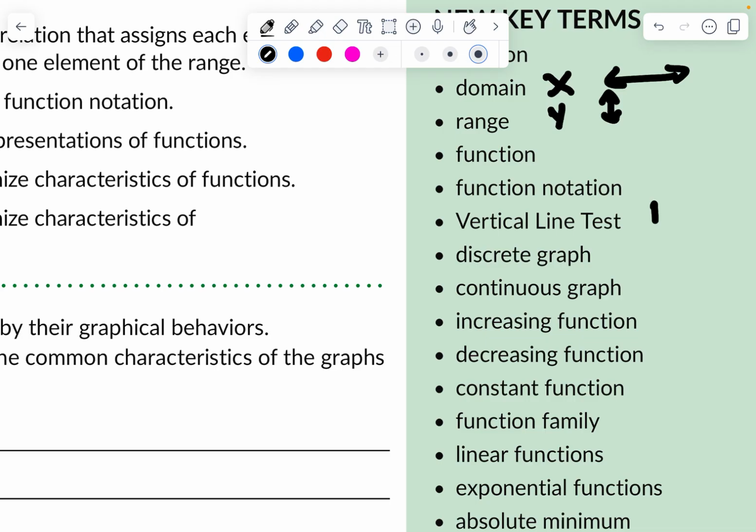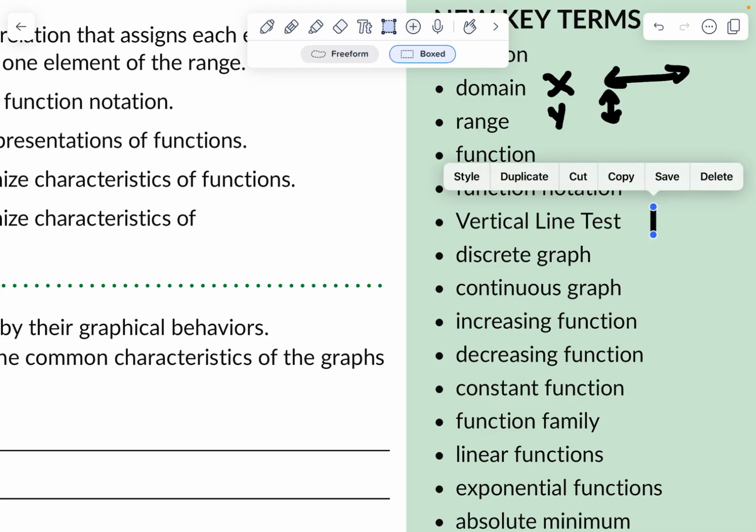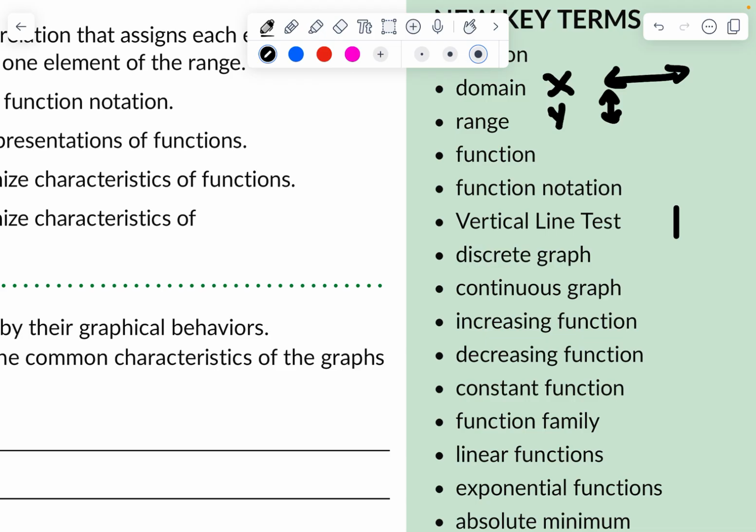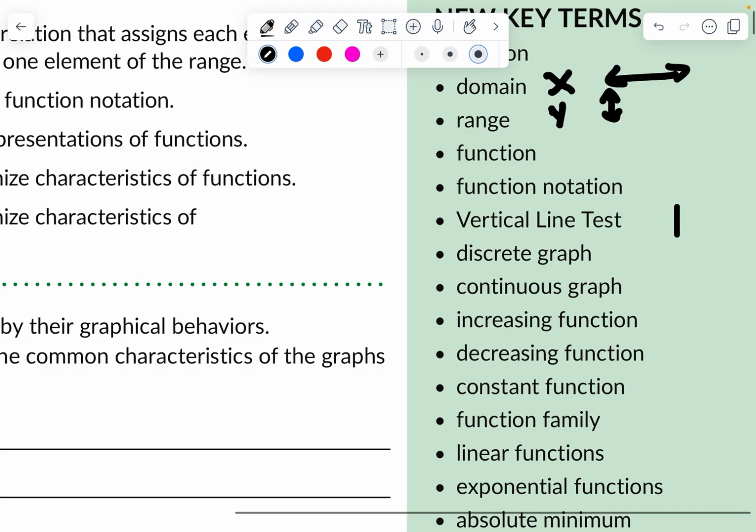The vertical line test is where I drew that vertical line. And remember, we moved it from left to right across the picture to see if we touch the picture in 2 points, or in 2 places. If we do, it fails, and we'll see that. Discrete would be if I have a graph that's got dots and they are not connected. Continuous may have dots, may not have dots, but these points are connected by a line.